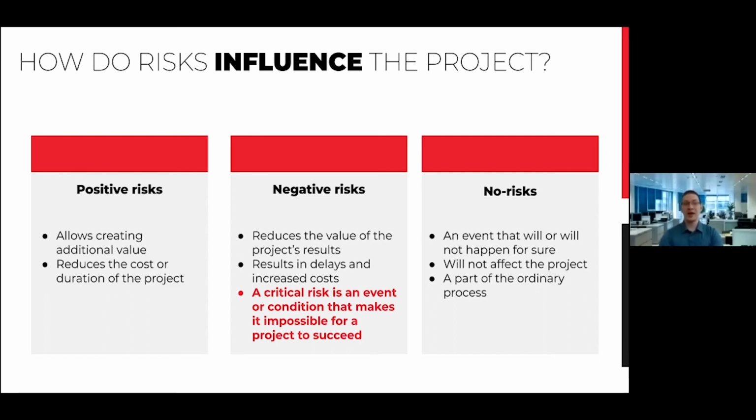It may be any event or condition that will occur for sure or not occur for sure. That may be an uncertain event or condition that will not affect our project. Or it may be a part of the ordinary process. For example, the changing of requirements: it's an uncertain event, it will affect our project, but it's a part of the integrated change management process, our standard ordinary process.